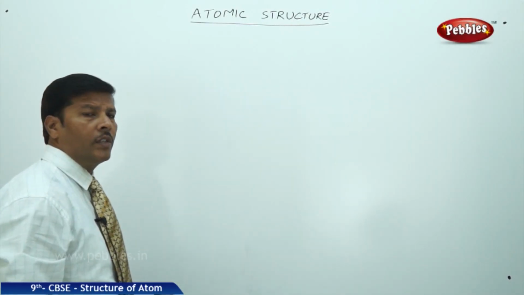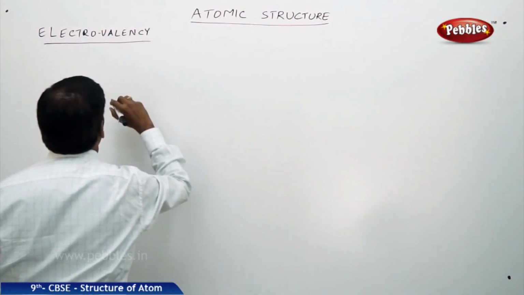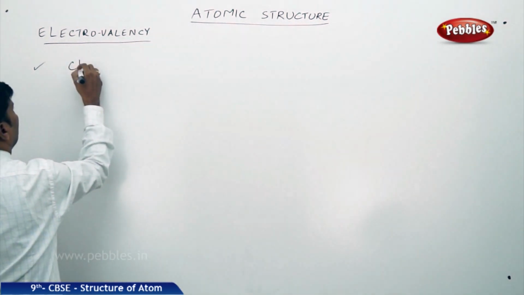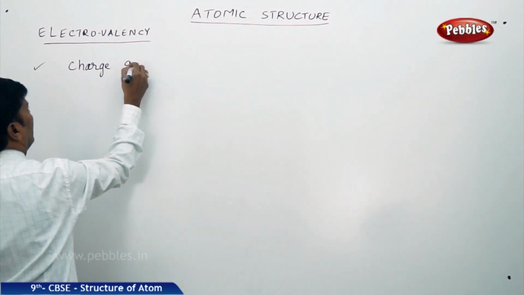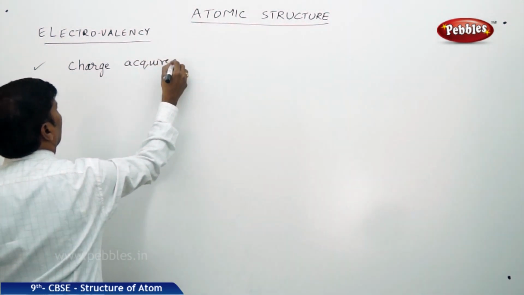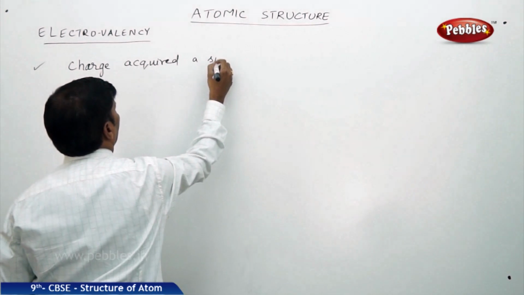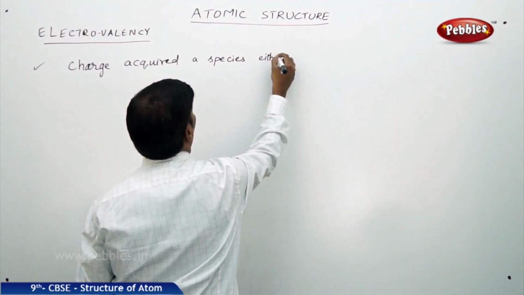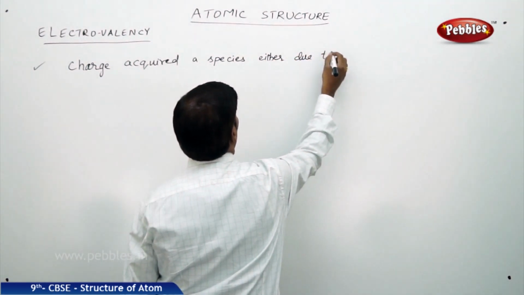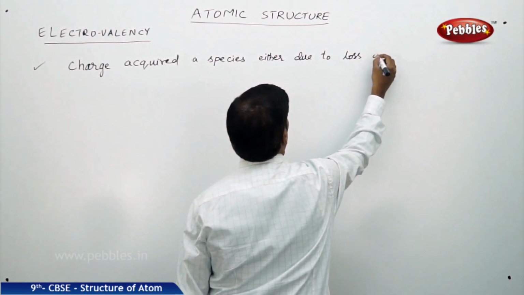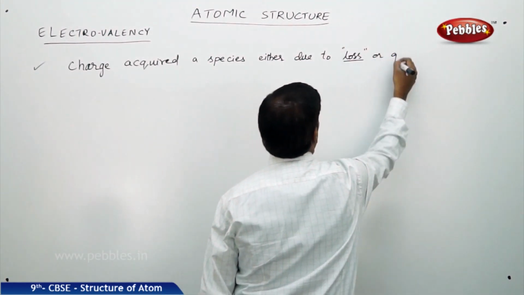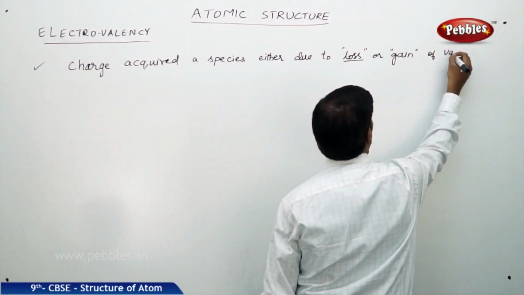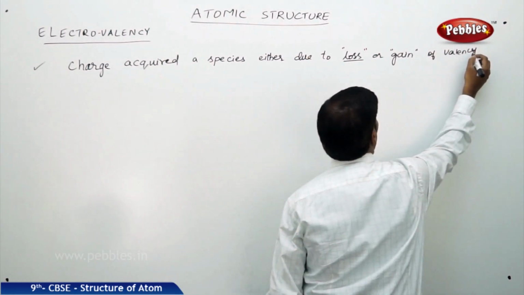The next part of the discussion is electrovalency. Electrovalency is nothing but the charge acquired by a species, either due to loss or gain of electrons, of valence electrons.